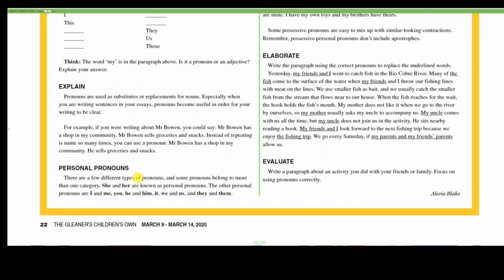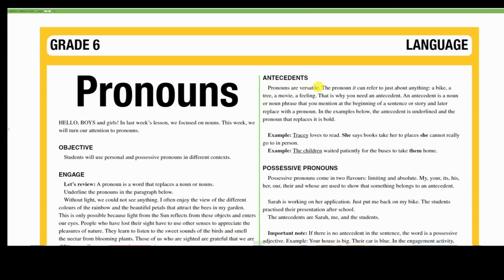Personal pronouns. There are a few different types of pronouns, and some pronouns belong to more than one category. She and her are known as personal pronouns. Other personal pronouns are I and me, you, he and him, it, we and us, as well as they and them.